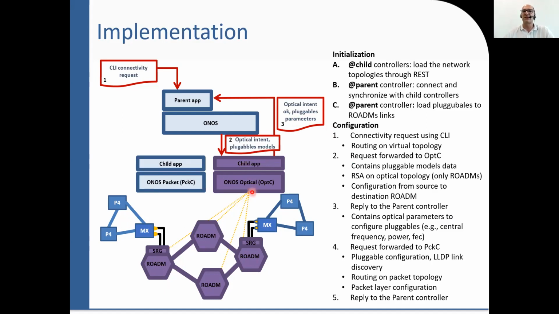So this can be taken into account by this controller. Once the computation is performed, impairment aware, the configuration is passed, the light path is established from the add to the drop port, and the parent is returned with the specific configuration that needs to be installed by the packet controller, related to the pluggable modules.